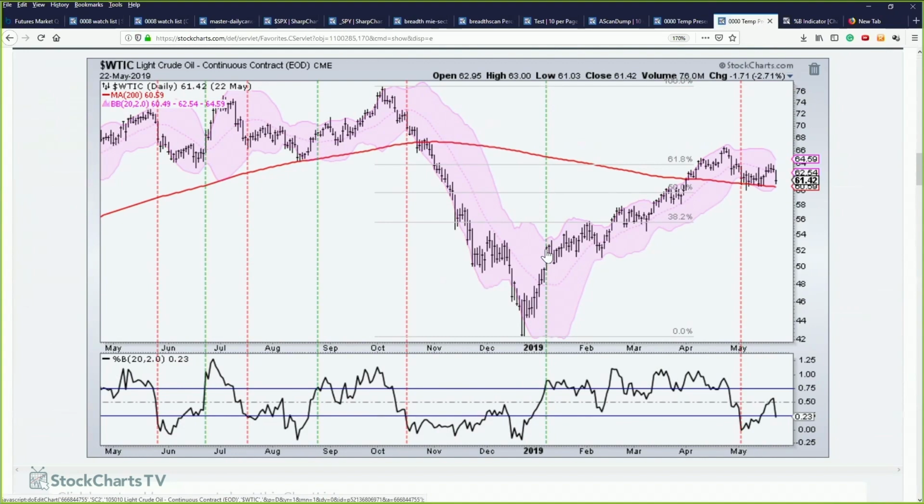Then we got another signal in early January when %B moved above 0.75, and we had a big rally in oil. And now we've got another signal in %B moving below 0.25 twice now. And probably with today's weakness, it'll be further below. And oil will be below the falling 200-day moving average.